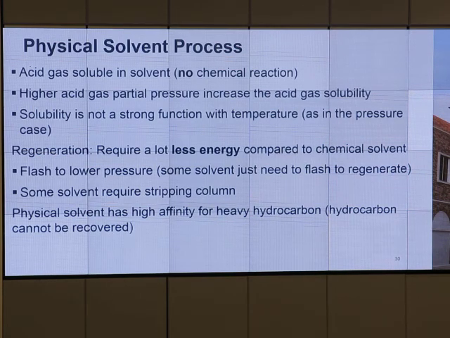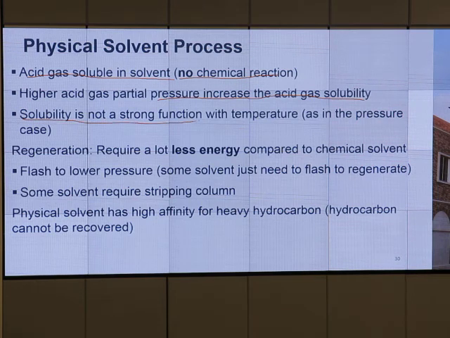Okay. Memorize this: the difference between physical solvent and chemical solvent. For physical solvent, it has no reaction. Good. That's the difference. Acid gas is soluble in the solvent, no chemical reaction. Higher acid gas partial pressure increases the gas solubility. Basically, the acid gas dissolves in the solvent. Just that. That's how we remove the acid gas.